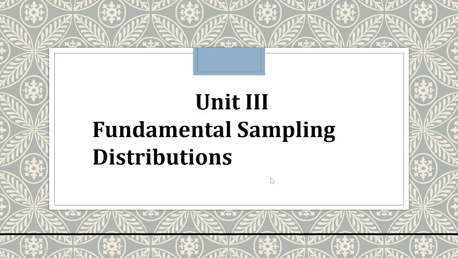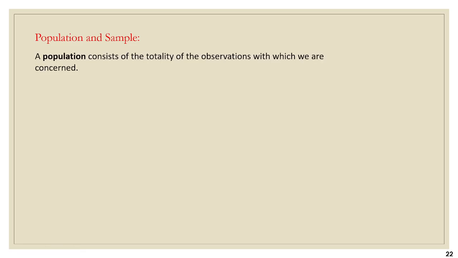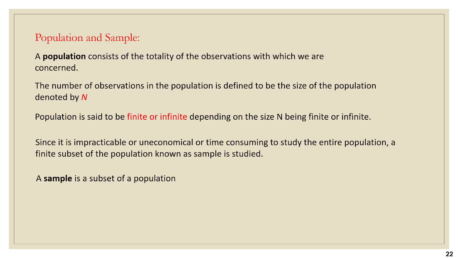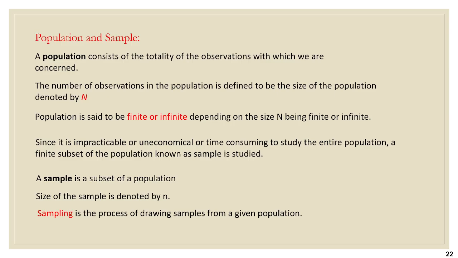Next, fundamental sampling distributions. So you know that the population and samples, all those things will come in sampling distributions. Now come to the population definition. Population consists of the total of the observations which are concerned. The number of observations in the population is defined as the size of the population, and it is denoted by capital N. The population is said to be finite or infinite depending on the size. It may be finite or infinite.